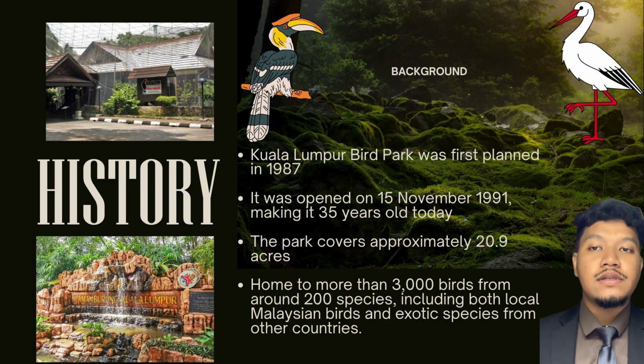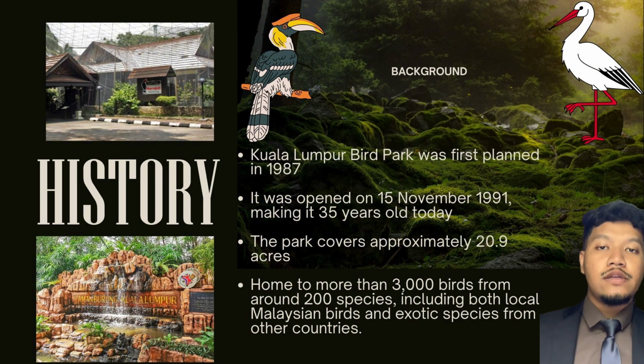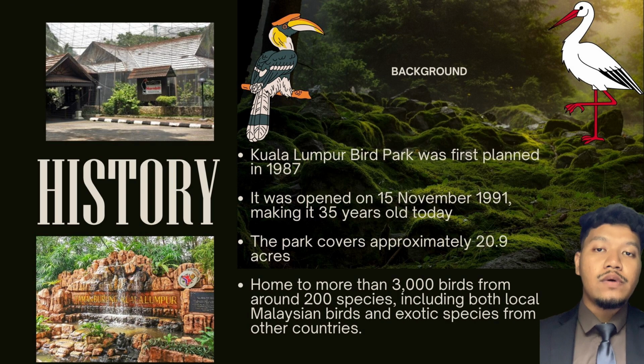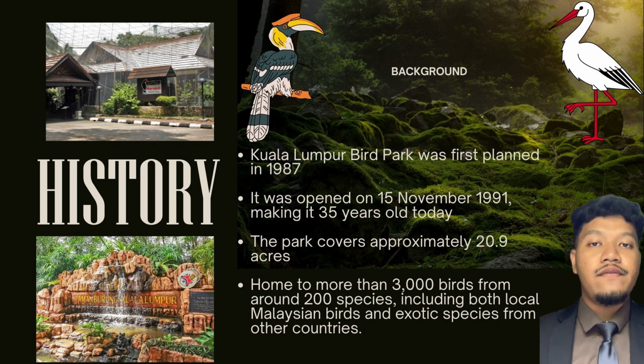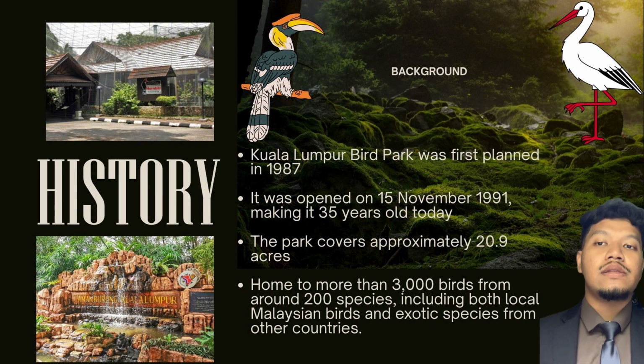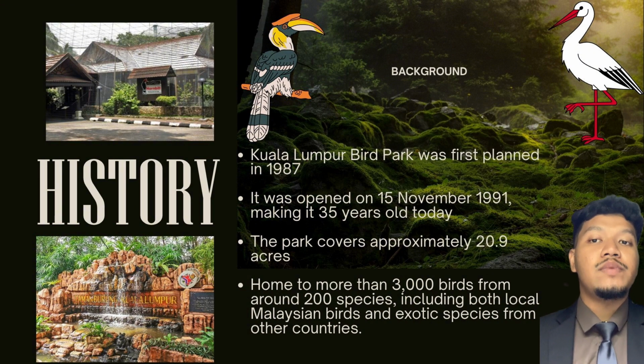The park covers approximately 20.9 acres and is known as one of the biggest free flight walk-in aviaries in the world, allowing birds to fly freely in a natural environment. Today, it is home to more than 3,000 birds from around 200 species, including local Malaysian birds and exotic species from other countries. Besides being a popular tourist attraction, the park also supports bird conservation and environmental education.